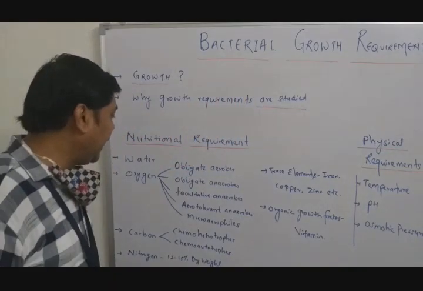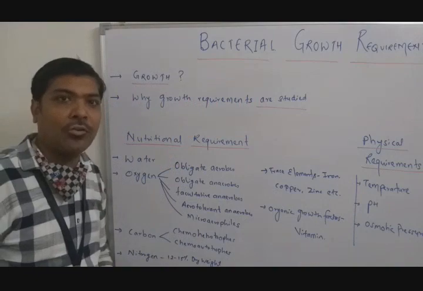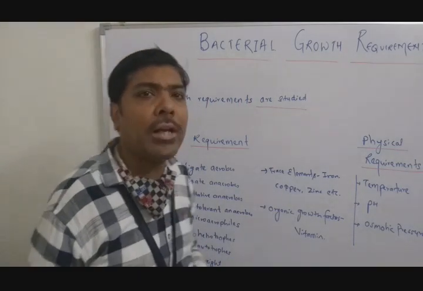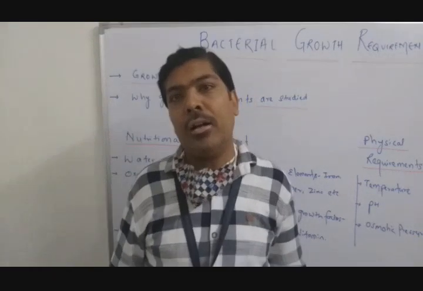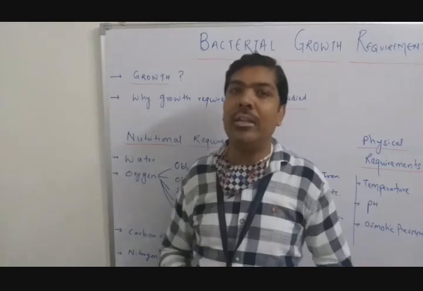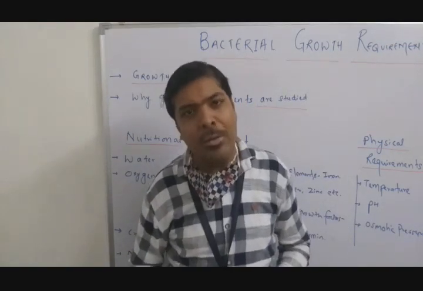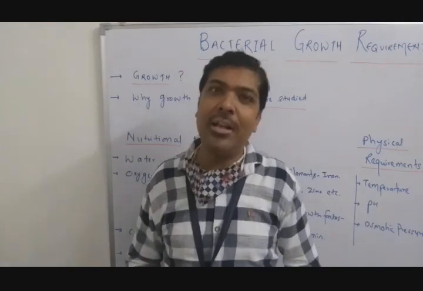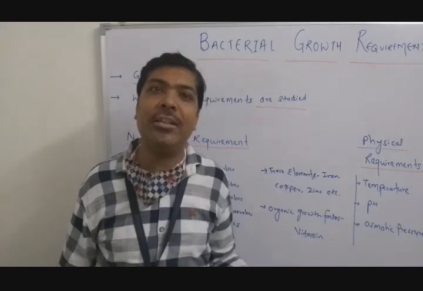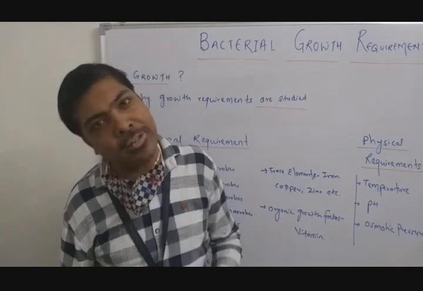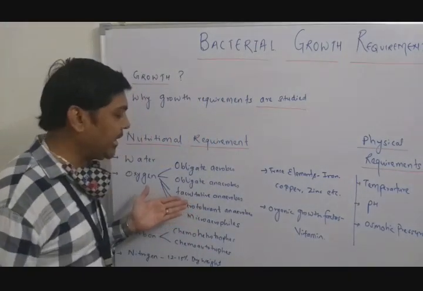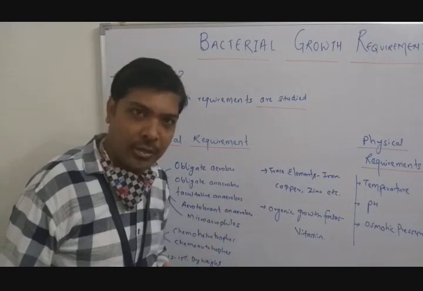Now, the third category of the bacteria depending upon the oxygen requirement is facultative anaerobes. Facultative anaerobes are those categories of the bacteria that can survive in the aerobic condition also, and that can survive in the anaerobic condition also. But more growth is observed under aerobic condition. So there are certain categories of the bacteria that can be cultivated in the aerobic condition also and under anaerobic conditions also. So those categories of the bacteria come under the category called as facultative anaerobes.